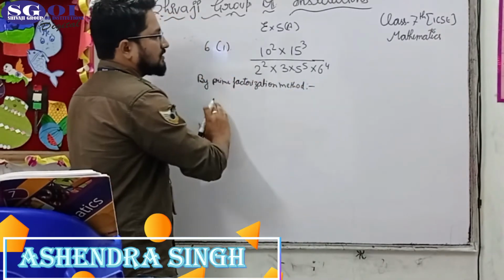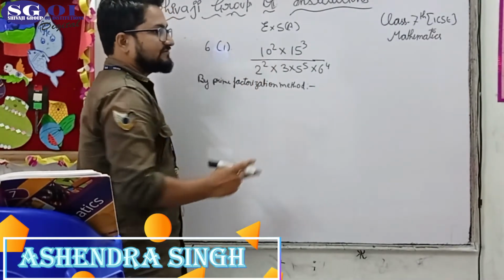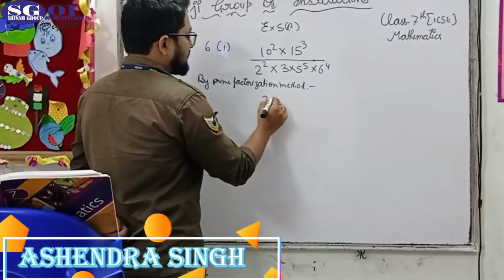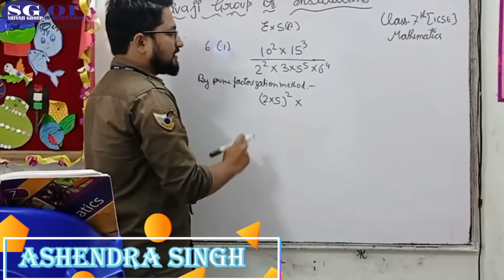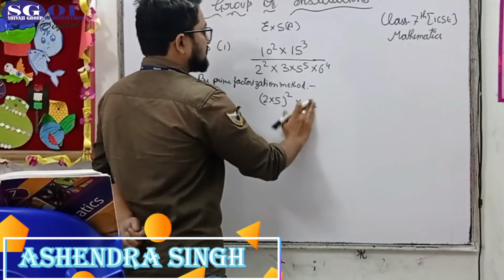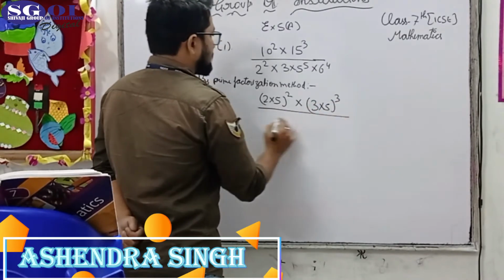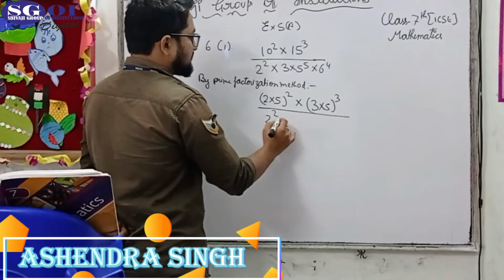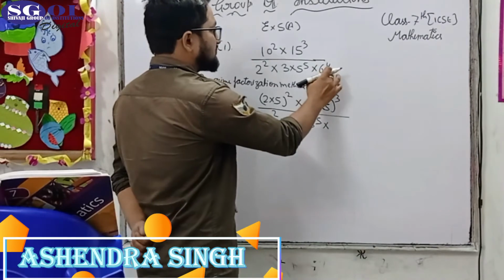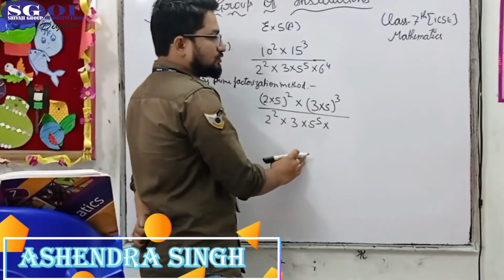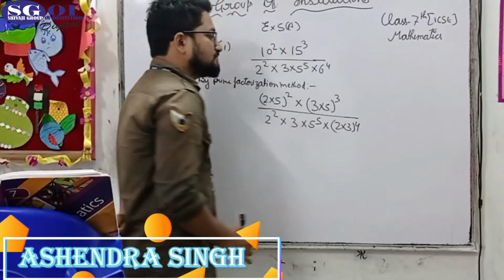That means we have to convert all the factors into the prime factors, and we know that 10 can be split into two prime factors, that is 2 and 5. So we can write 2 multiplied by 5 whole to the power 2 multiplied by, similarly 15 could be broken down into two parts, that is 5 into 3, or you could write 3 into 5 whole to the power 3 upon, this is already in prime factor, 2 to the power 2 multiplied by 3 multiplied by 5 to the power 5 and multiplied by this 6 to the power 4 can be broken down into two parts, that is 2 into 3. So this would be 2 multiplied by 3 and whole to the power 4.